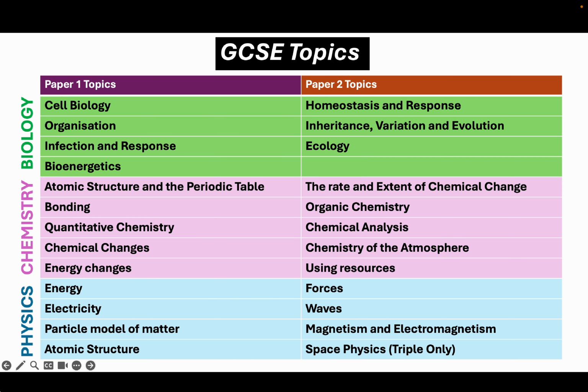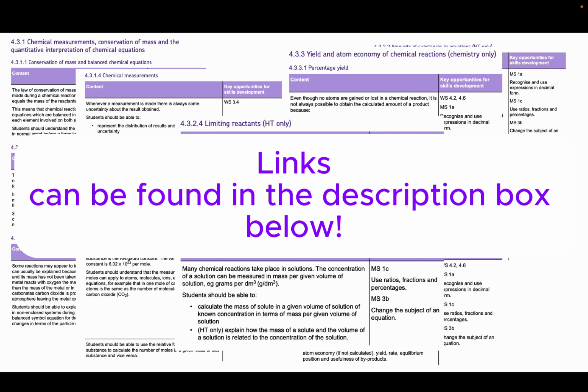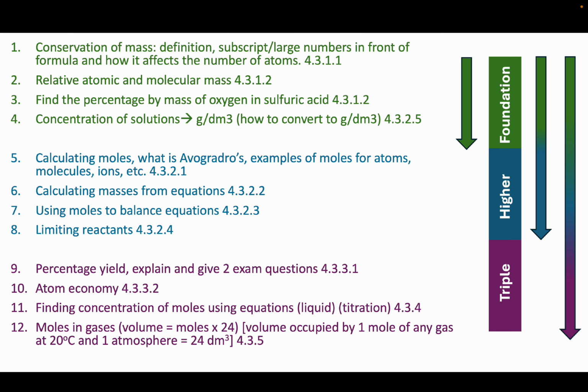Here is a list of topics for paper 1 and paper 2. In this video we will be looking at quantitative chemistry, which is in paper 1 of chemistry. Now this topic, as you can see, has a lot in the specification for AQA. So what I've done is I've broken it down depending on what tier you're doing: foundation, higher or triple.